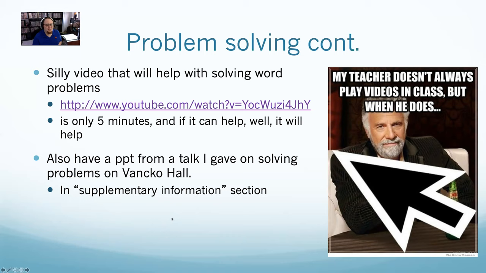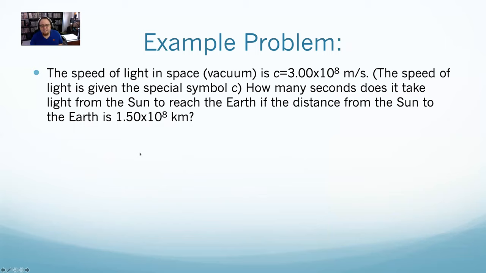Let's talk about average velocity and solve a problem. Any questions before I do that? No. Okay. So here we go. The speed of light in space is known as c, where c is given as 3 times 10 to the 8th meters per second. It gets its own symbol c, but it is going to be a speed. How many seconds does it take light from the sun to reach the Earth if the distance from the sun to the Earth is 1.5 times 10 to the 8th kilometers?